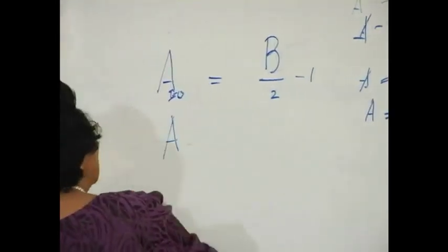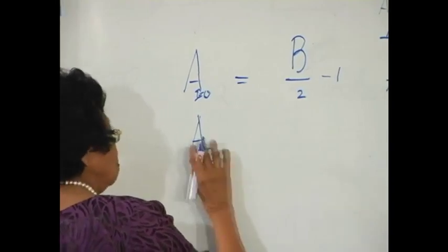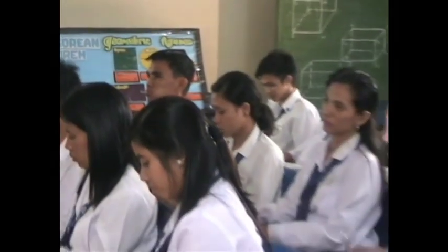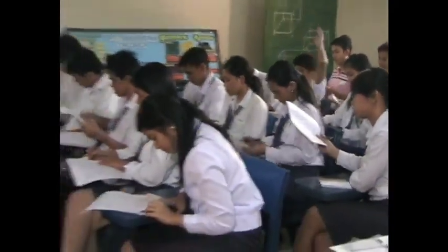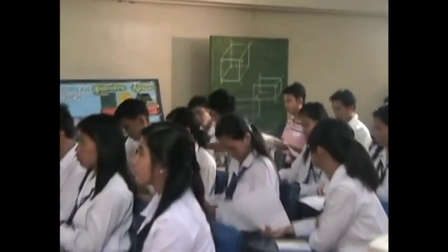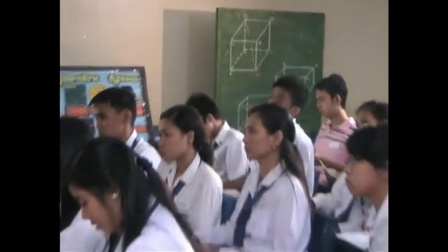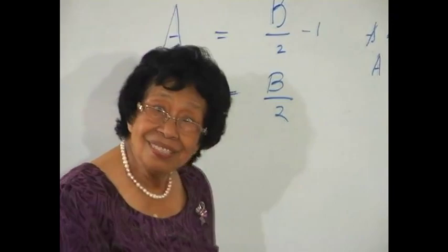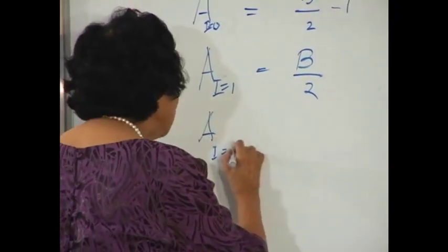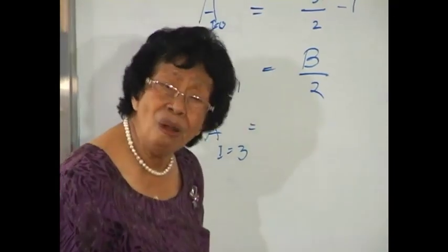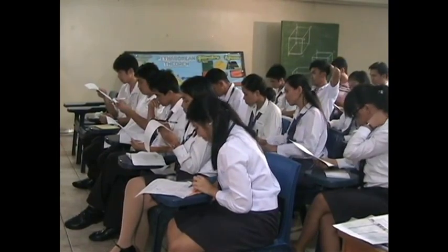How about when the area is in question for I is equal to 1? Look at your work. What formula can you form? Yes, Mark? All right. You approve, class? How about when the interior points will be equal to 3? What do you think is the area? Somebody?